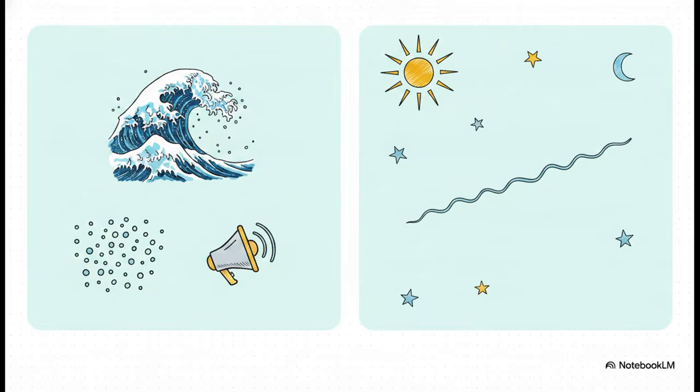Let's contrast these two sources of magnetic fields for a second. On one side, we have static, or permanent magnets. Think of your classic horseshoe magnet. Its field is always there, always active, and the strength of that field is consistent. You can't just flip a switch and turn it off.